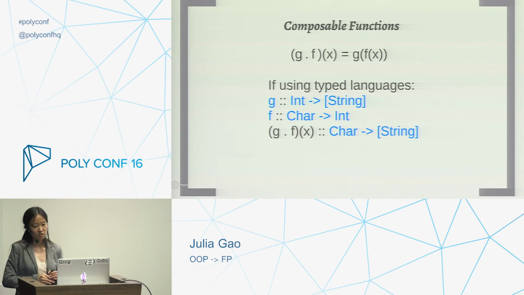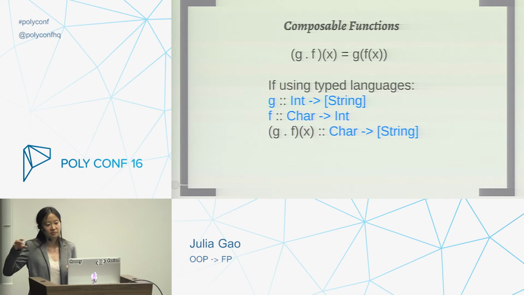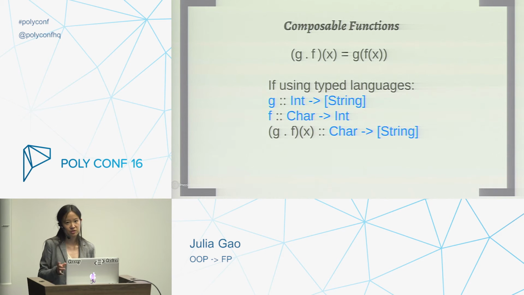So in this case, we can't do f of g of x, because then we'll be given an integer and then produce a list of strings. And then we're trying to fit this list of strings to a character, which is not the right type.